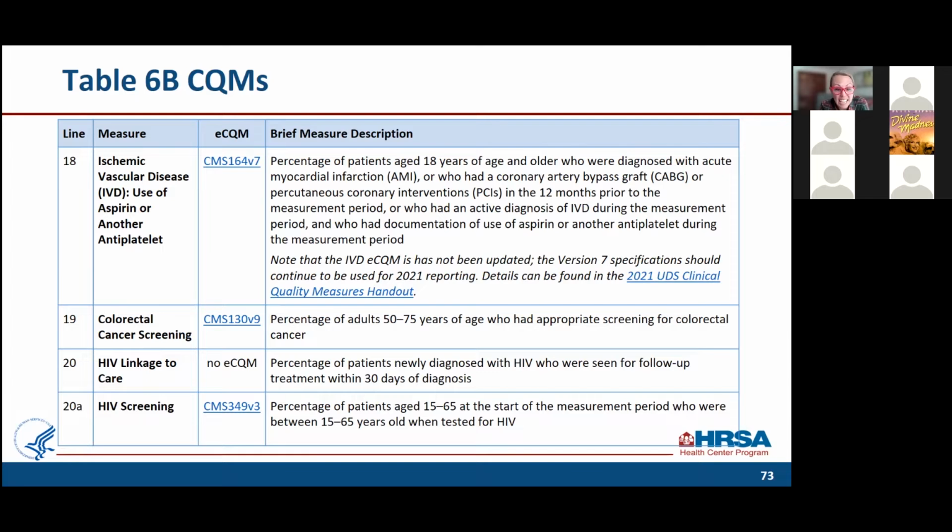Line 20A is the HIV screening measure, and this was new last year. This measure aligns with the eCQMs, and it looks at the percentage of patients who received at least one HIV test between their 15th and 65th birthday. Note that this measure can have a very long look back period. So access to historical information like tests or lab results is really key for success on this one.